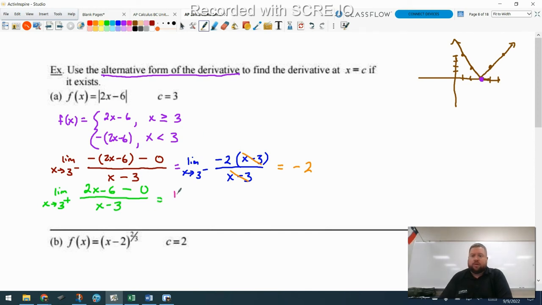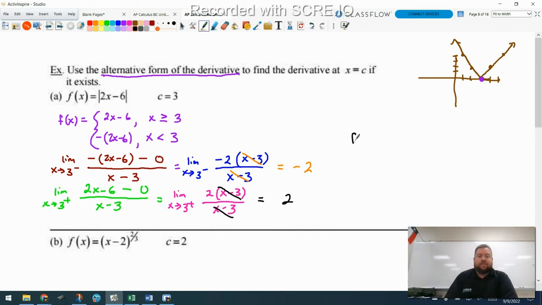Okay, this is equal to the limit as x approaches 3 from the right. We're going to take out a 2. It's going to leave me with x minus 3 divided by x minus 3. The x minus 3's will cancel out. Limit of a constant is equal to the constant. For the derivative to exist, those two limits have to equal each other.